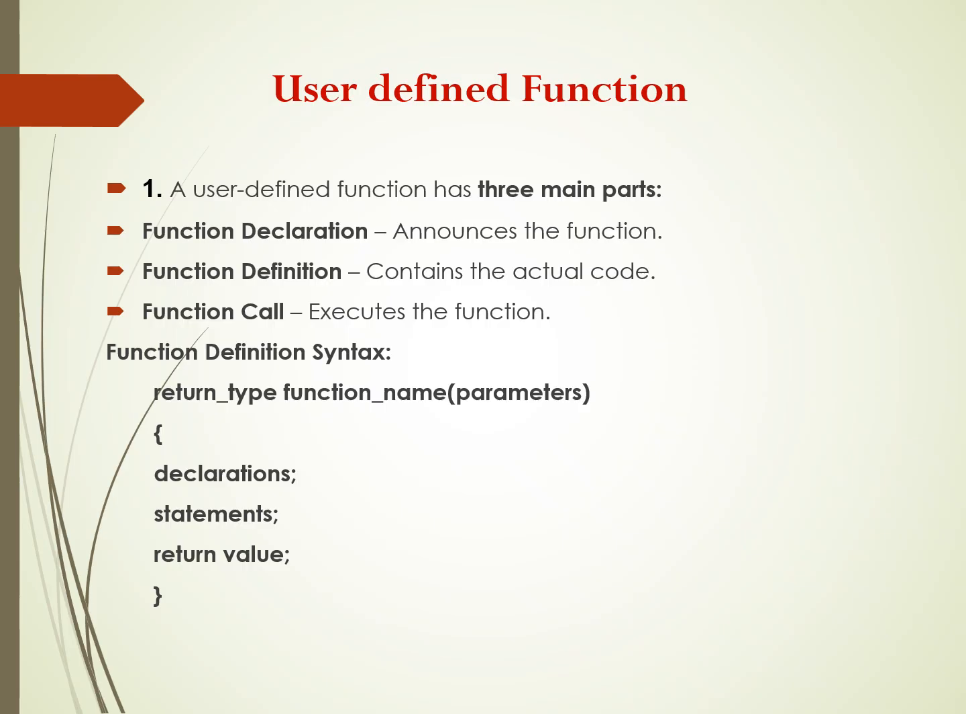The general syntax of the function definition is return type, then after that the function name, and in parentheses we have to include the parameters, followed by the function body, which is enclosed within the opening and closing curly braces. Inside the body, we can declare variables, write the required statements, and use the return statement to send a value back to the calling function whenever necessary.